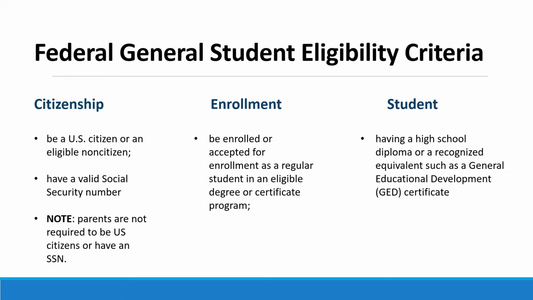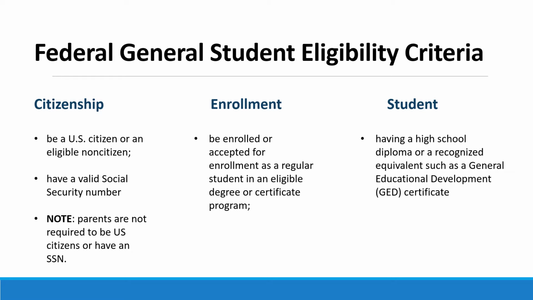What does a student have to be in order to be eligible for financial aid or federal financial aid? They have to be a U.S. citizen or eligible non-citizen, have a valid Social Security number, and remember, parents aren't required to be U.S. citizens or have a Social Security number.